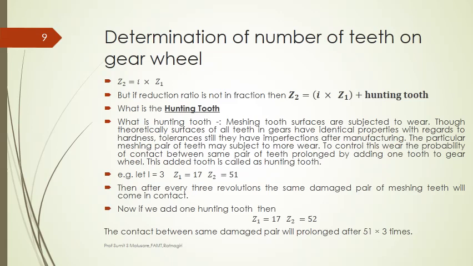Suppose Z1 is equal to 18, Z2 is equal to 36. It means that the ratio is exactly 2. Then what happens? All the time the first tooth of the pinion meshes with the first tooth of the gear wheel, and at the same time it meshes with the 19th tooth of the gear wheel. It means that this pairing is constant throughout the operation, throughout the life of the gearbox.